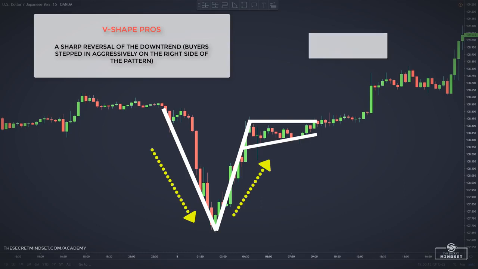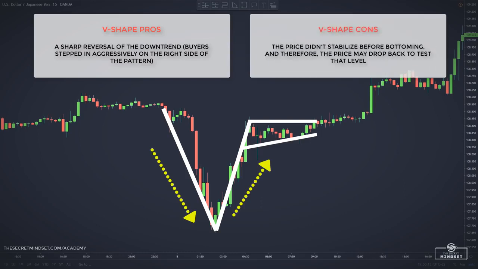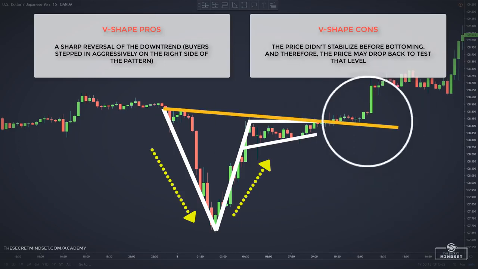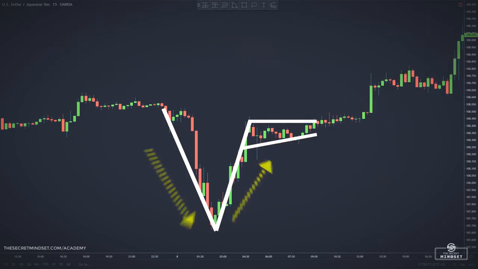Opponents of the V bottom argue that the price didn't stabilize before bottoming, and therefore the price may drop back to test that level. Ultimately, if the price breaks above the handle, it signals an upside move. My preference is to have a U-shaped bottom and not a V-shaped bottom.